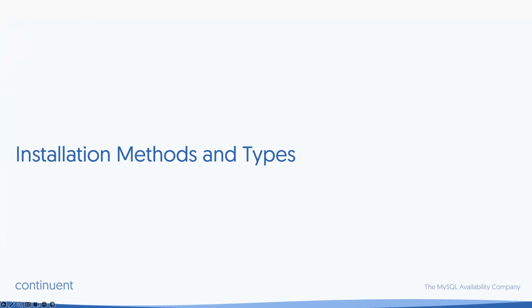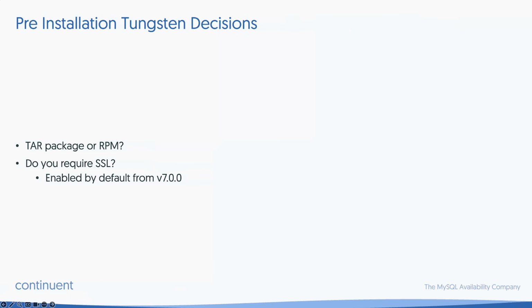So the installation methods and types. Very simply, we provide the software as an RPM or a tar package. Choose whichever suits your needs best. In the demonstrations and throughout the training, I will be using the tar package. In terms of where you get that tar package from, you will need access to the download portal on continuant.com. If you are an existing user, just log in with your credentials and you will be able to download the software that is applicable to the licenses that you have. If you're watching this and you don't yet have Tungsten, then just contact us, sales@continuant.com, and we'll be happy to sort you out.